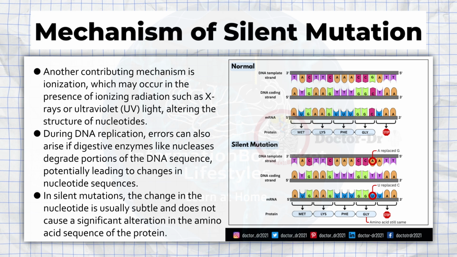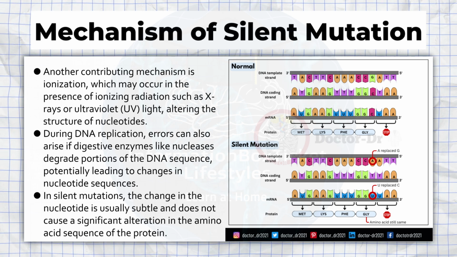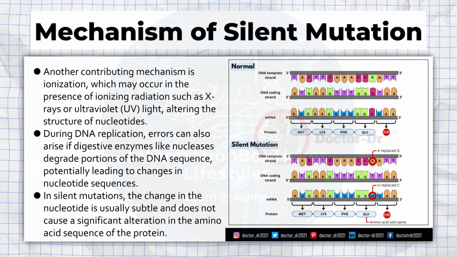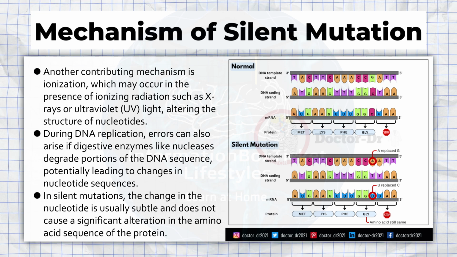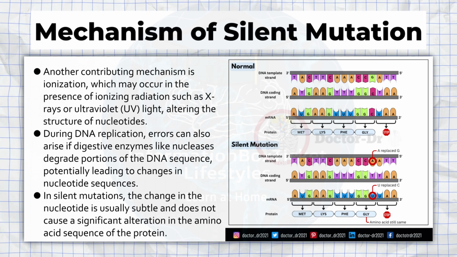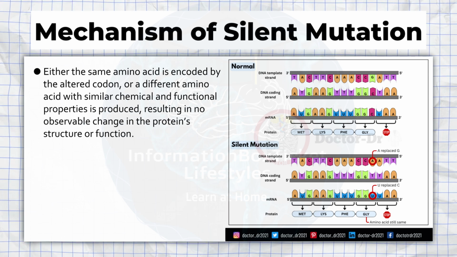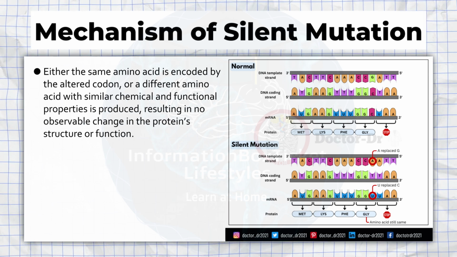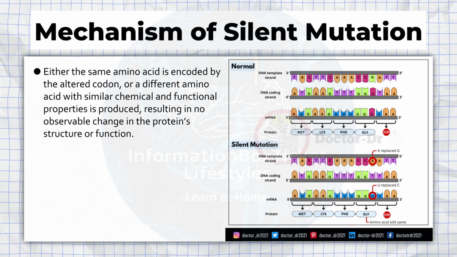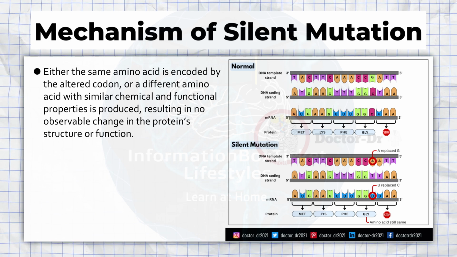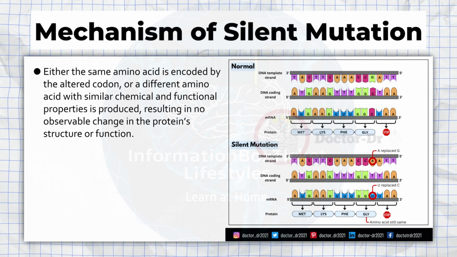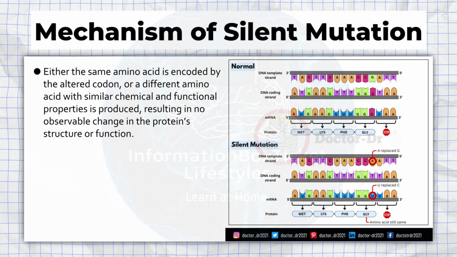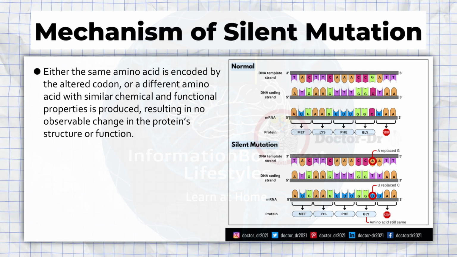In silent mutations, the change in the nucleotide is usually subtle and does not cause a significant alteration in the amino acid sequence of the protein. Either the same amino acid is encoded by the altered codon, or a different amino acid with similar chemical and functional properties is produced, resulting in no observable change in the protein's structure or function.